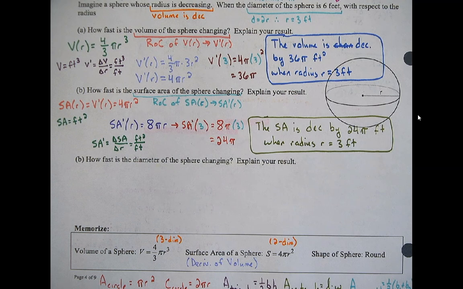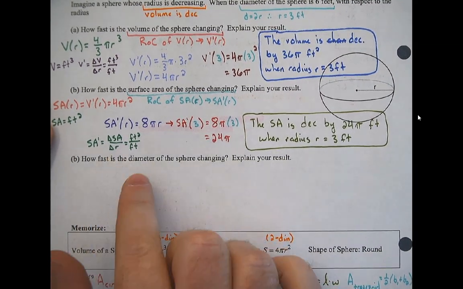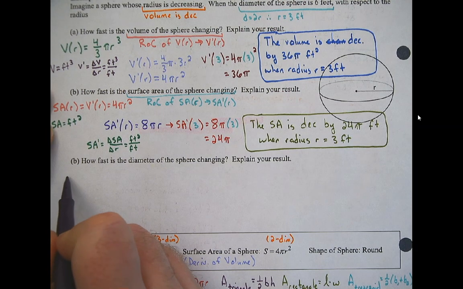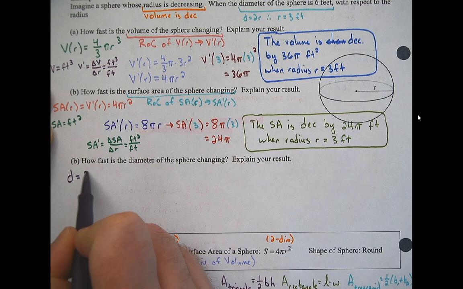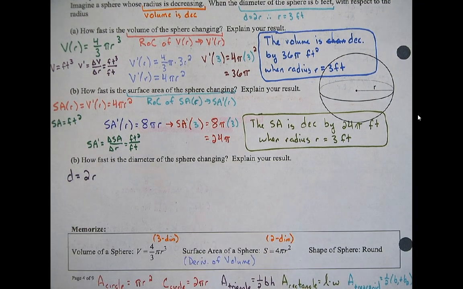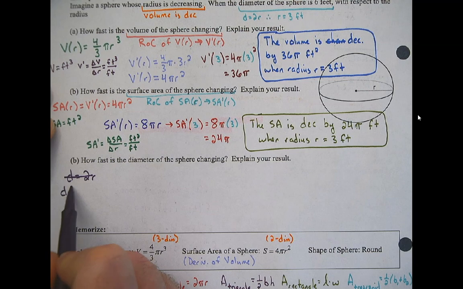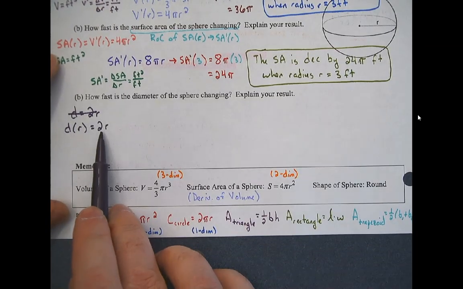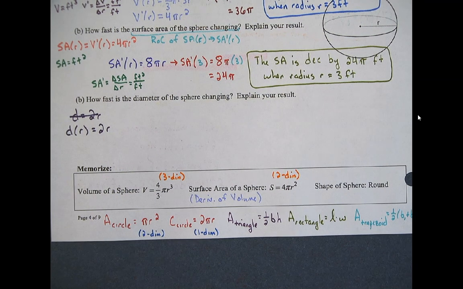How fast is the diameter of the sphere changing? Explain your result. So we now need to come up with a formula. Now this isn't given to us, but we can just think logically about it. Oh yeah, we actually did already write it. What's the relationship between diameter and radius? Diameter is equal to 2 radius. Oh, I should write it as a function. Diameter based on radius is 2r. So whatever the radius is, the diameter is twice that.